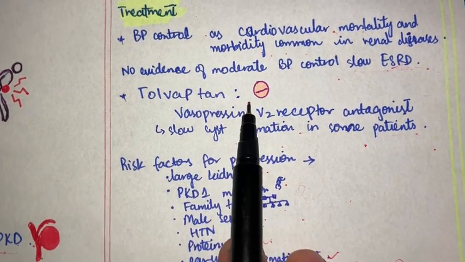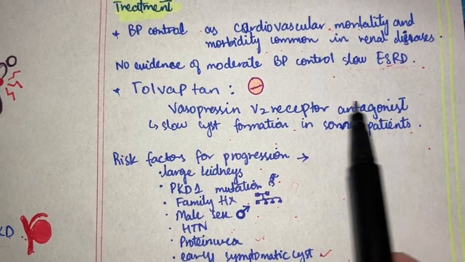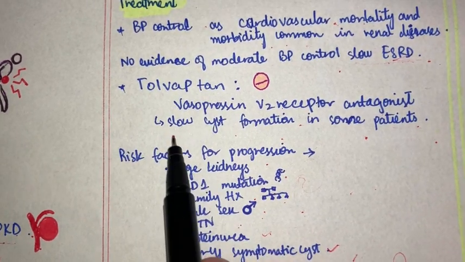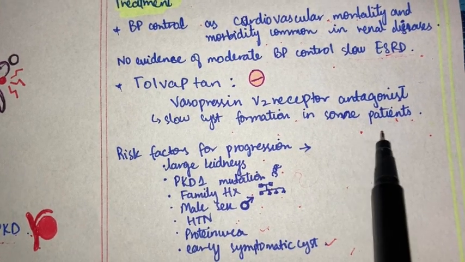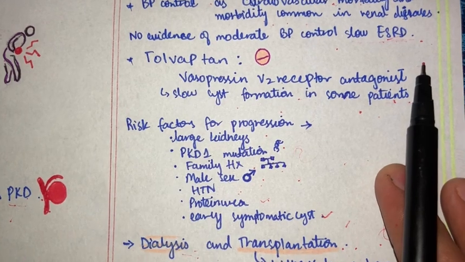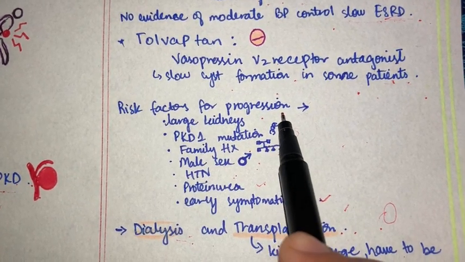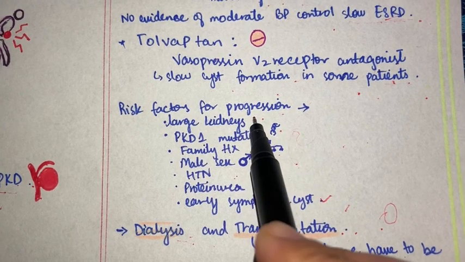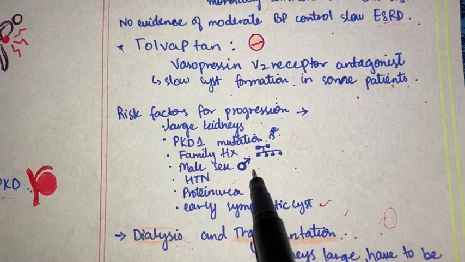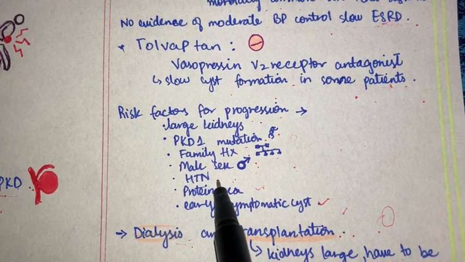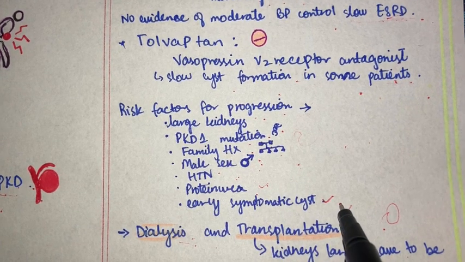Then we can give tolvaptan to the patient, that is a vasopressin V2 receptor antagonist. Tolvaptan can slow the formation of cysts in some patients and reduce the volume of the kidneys. Then there are several risk factors that lead to the progression of disease, that include large kidneys, PKD1 mutation, positive family history for PKD, male patients, hypertension, proteinuria, and early symptomatic cyst.